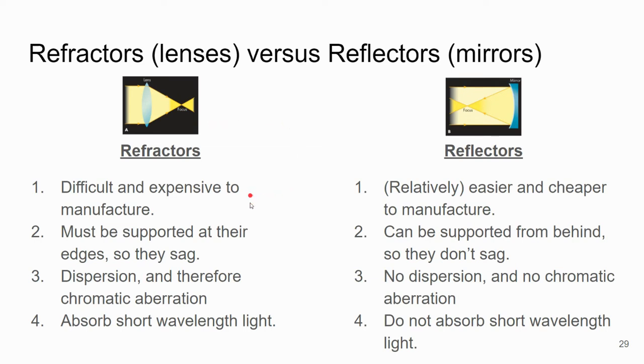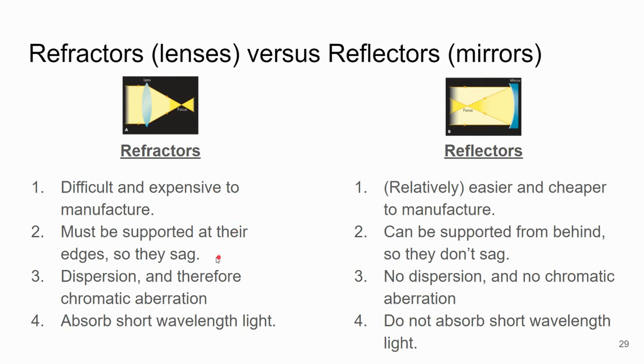Lenses must be supported at their edges, so they sag. You can't support a lens in the back, the center part, to keep it from sagging, because the light needs to get through the center part of the lens. Whereas if you have a mirror, you can support it all along the back. There are ways to defeat this sagging problem. It is still a problem, but you can defeat it with active optics.